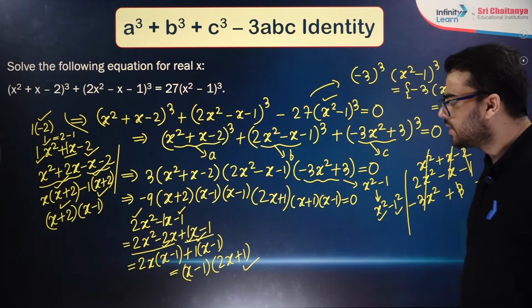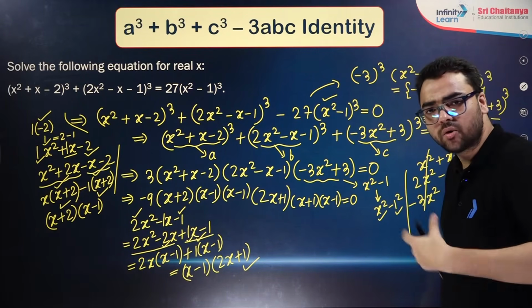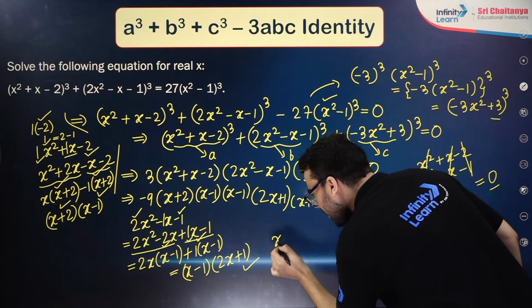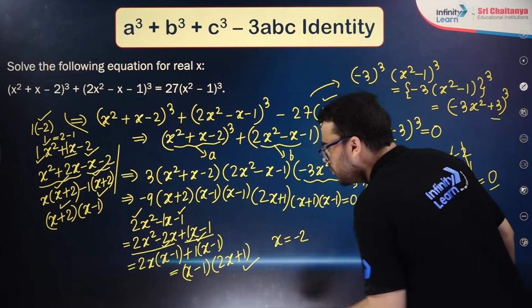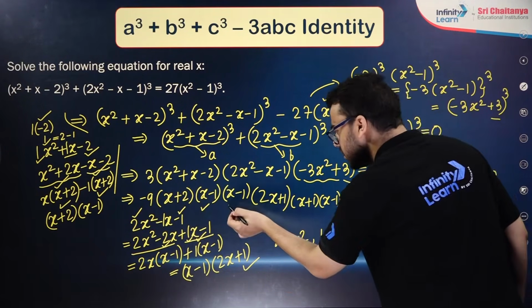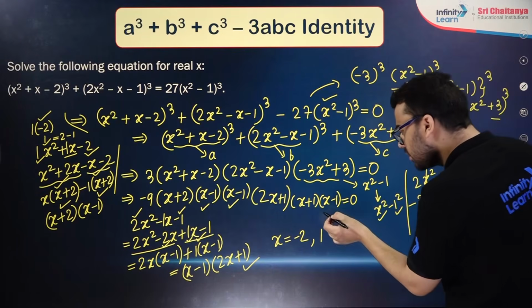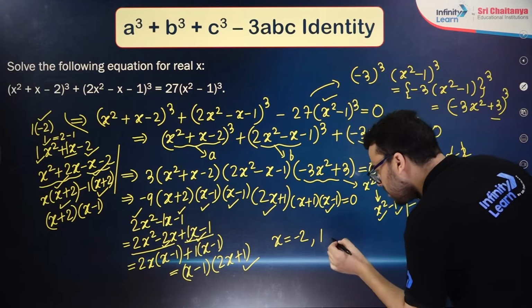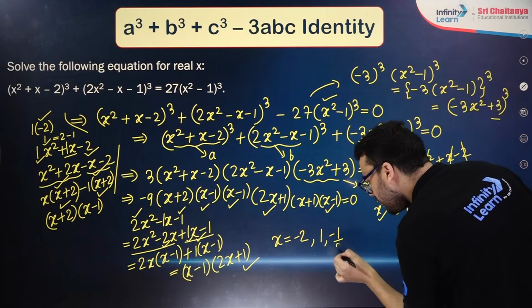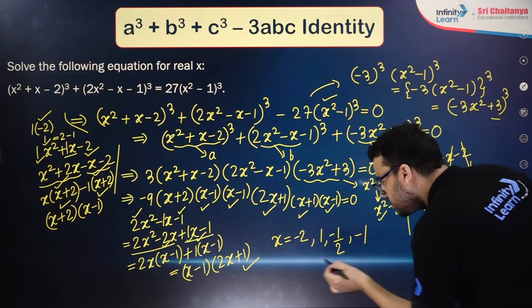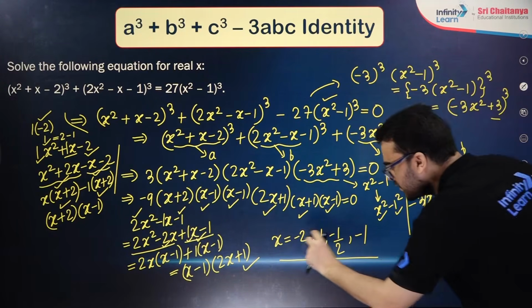You can check it. Now what are the roots of this equation? Put this equal to 0, you'll get −2. Put this equal to 0, you'll get 1. Put this equal to 0, you'll get 1 only. Put this equal to 0, you'll get −1/2. Put this equal to 0, you'll get −1. So you see these are the solutions of this equation.